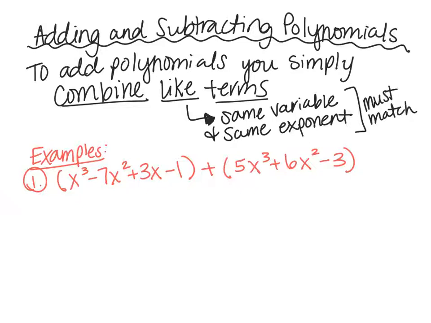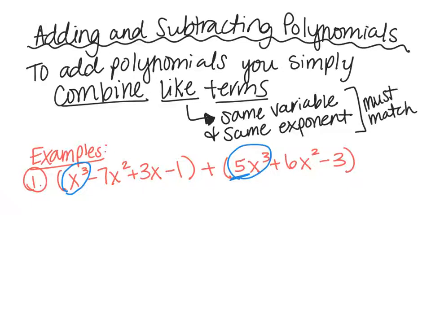So I'm going to first start by saying, okay, well, I've got an x cubed here. I've got another x cubed here. Notice I've got the same variable with the same exponent. So what that means is now I can combine their coefficients. Coefficient just means number in front.